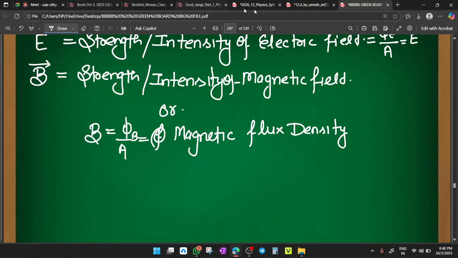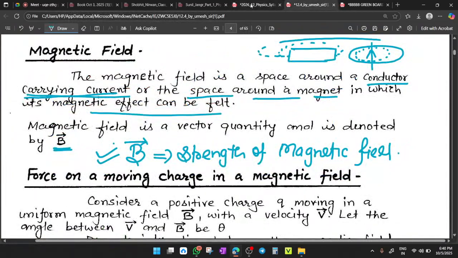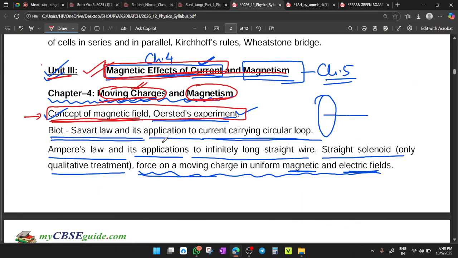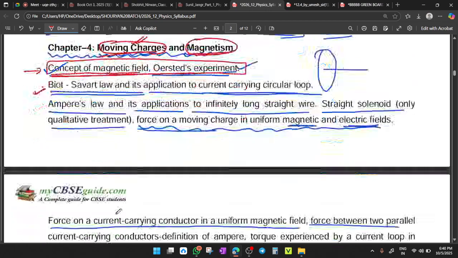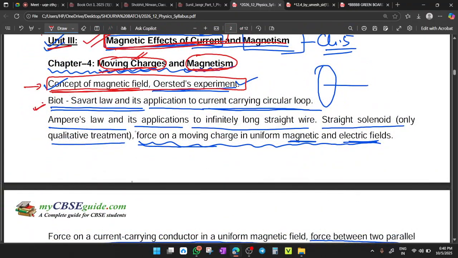Okay. Next, our next concept is Biot-Savart law and its application to the current carrying loop. As I said, there are two parts of this chapter. First is the study of charge behavior in a magnetic field, and second is the production of magnetic field due to a current carrying coil and different types of current carrying loops. So first we are going with the production of magnetic field with different types of current carrying loops.